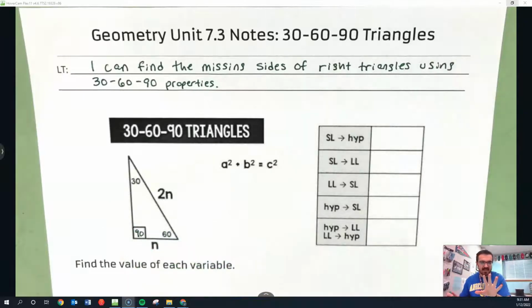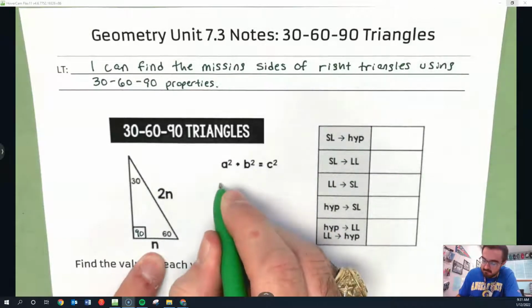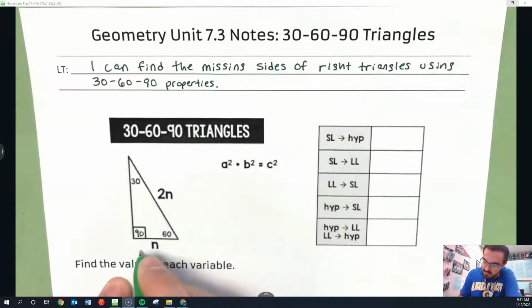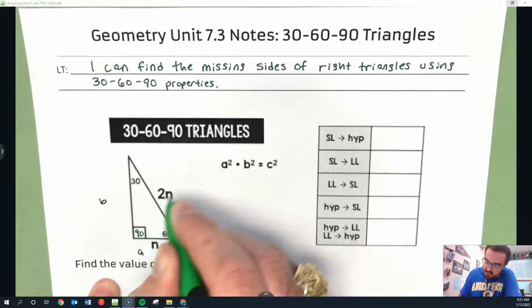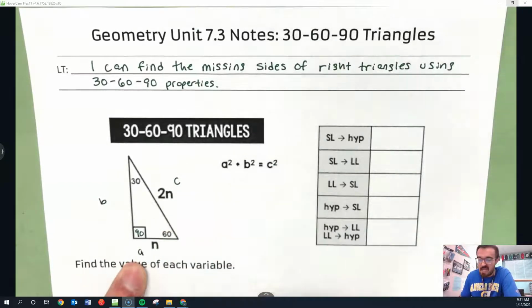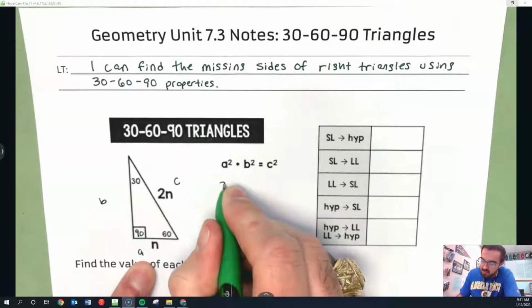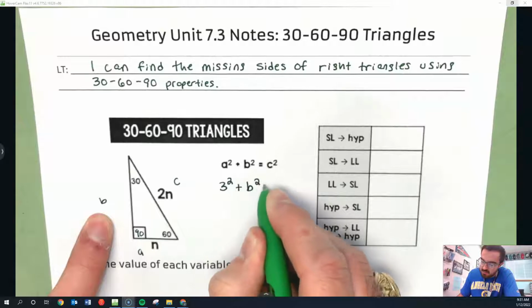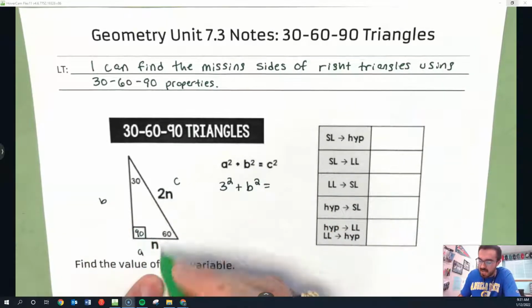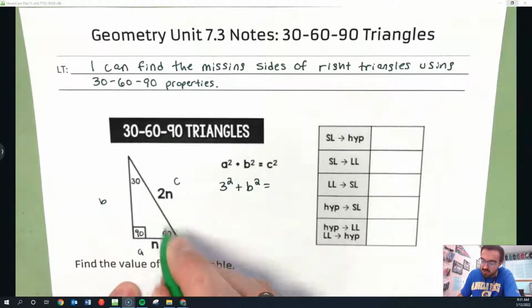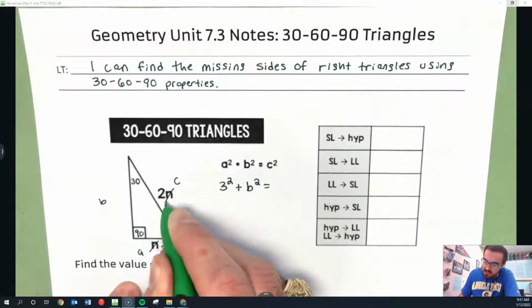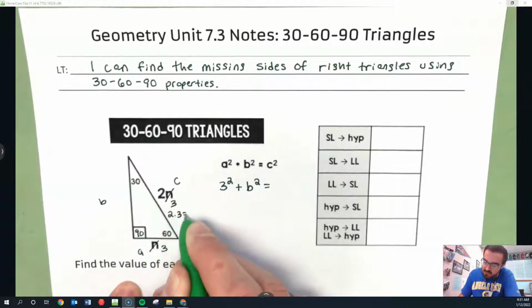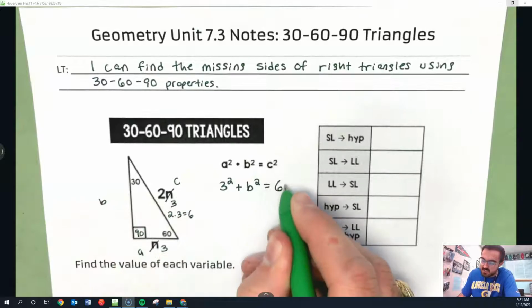Not going to take a ton of time on this because this won't show up on your test, but I just want to show you how you would get there. Let me pick an example. Let's say n was 3. So if this was a, b, and c, let's say n was 3, so I had 3 squared right here. I still don't know b squared. c squared is 2 times n. If n was 3, 2 times 3 would equal 6. So let's say c was 6 squared.